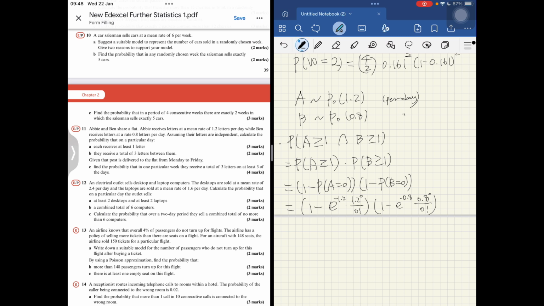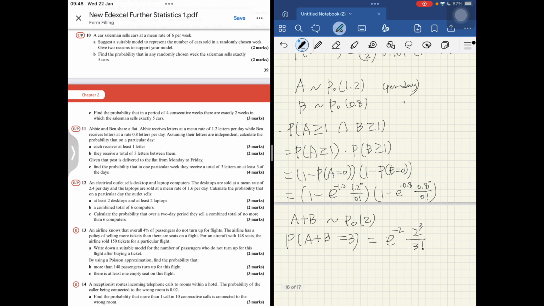Number B, a total of 3 letters. So now A plus B follows Poisson 2, because the means are just added together. So the probability A plus B is a total of 3 letters: e to the power of negative 2 times 2 to the power of 3 over 3 factorial. When you calculate, you will find the answer.